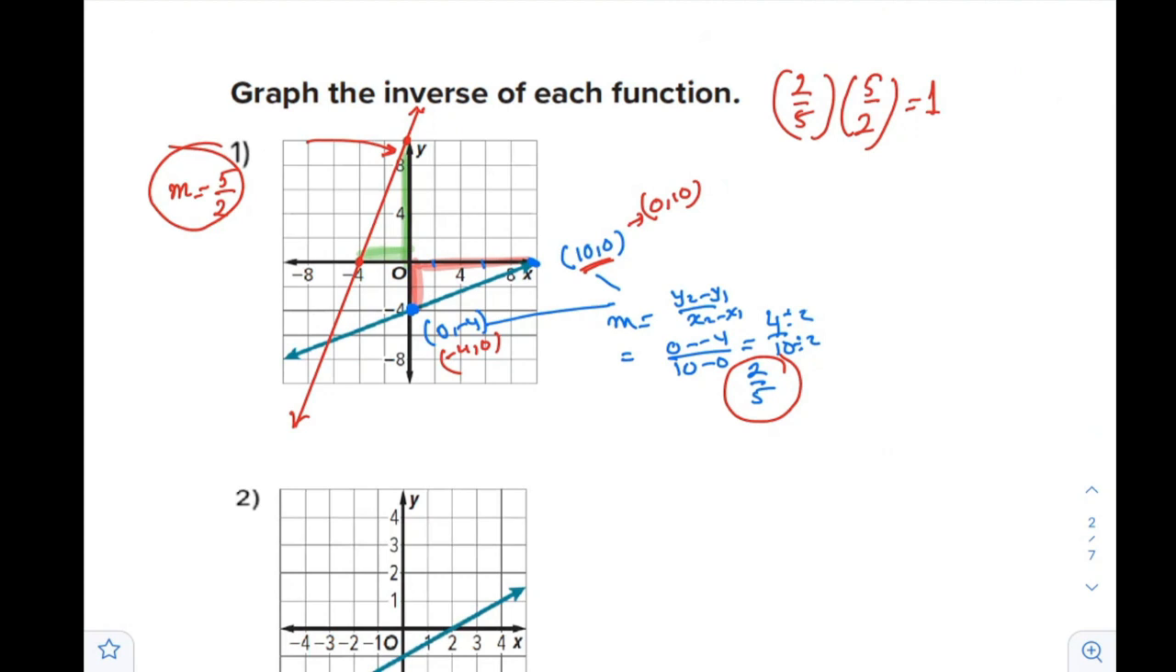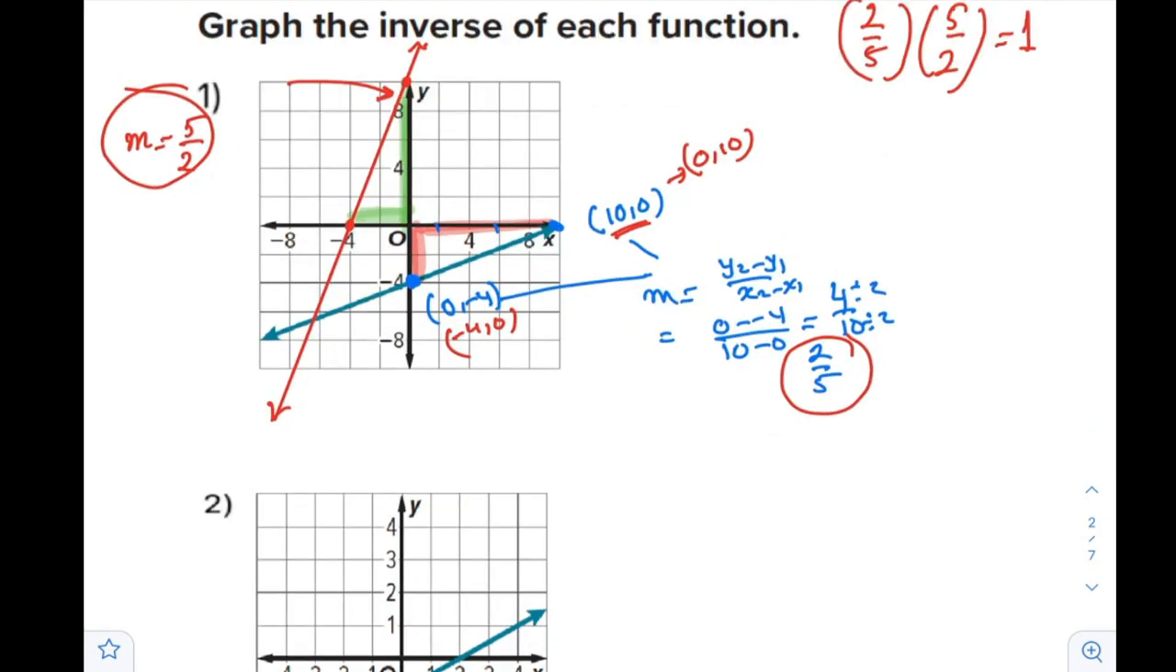This is one of the criteria. So the product of the slopes equals 1, or the slope of the inverse is the multiplicative inverse of the slope of the function. Perfect. This is one of the criteria. Another thing, as we mentioned while we were graphing, the x-intercept becomes the y-intercept, and the y-intercept becomes the x-intercept.